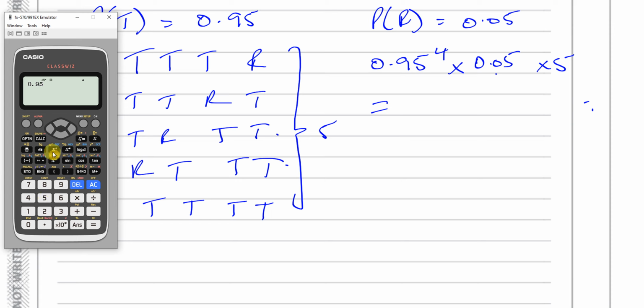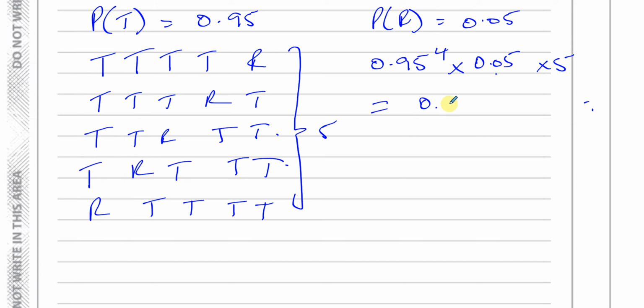So 0.95 to the power of 4 times 0.05. And there are 5 different combinations of that probability. So your answer is 0.2036, 0.20362. It continues on like that. We are only concerned about the first 3 significant figures. So the answer is going to be 0.204. And there is our answer for this question, part D.